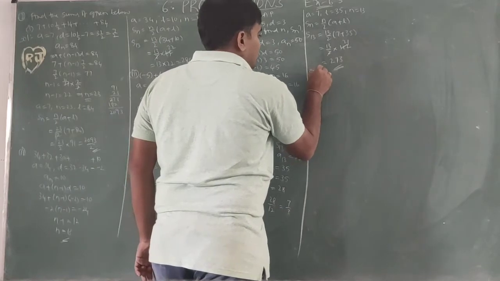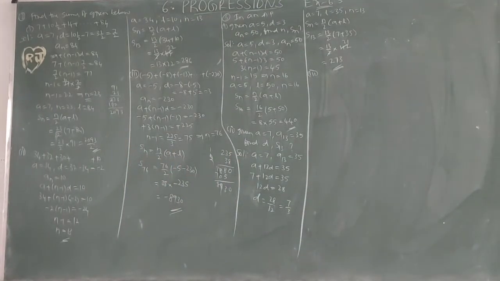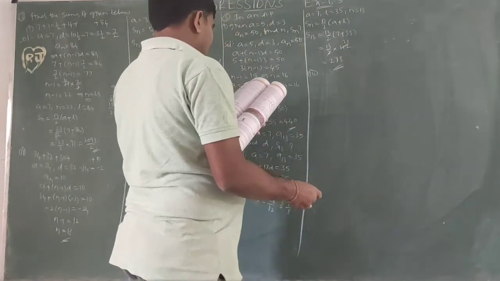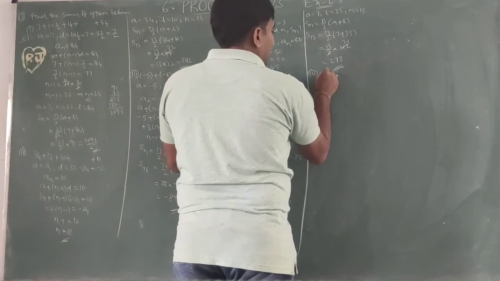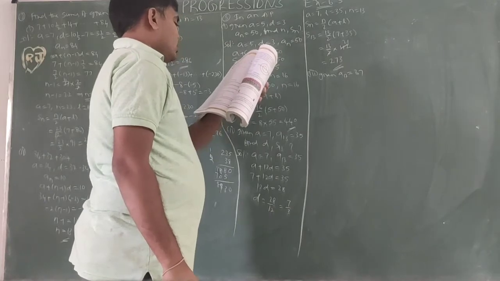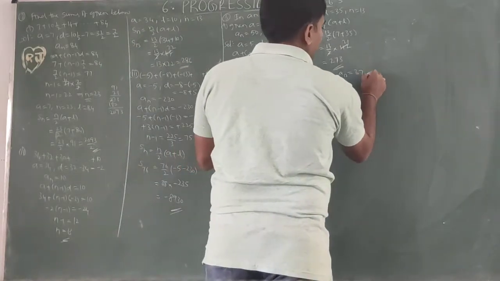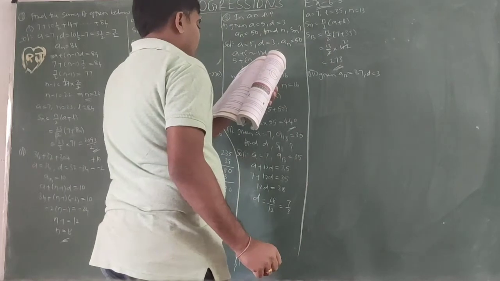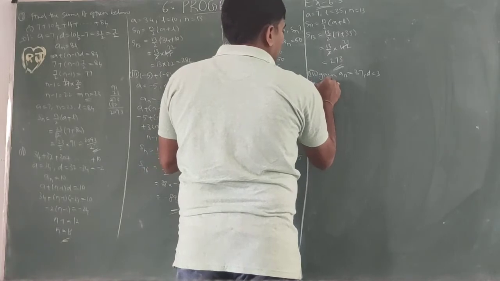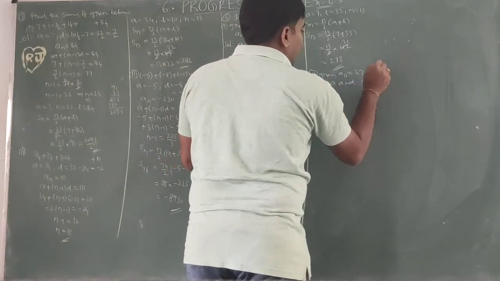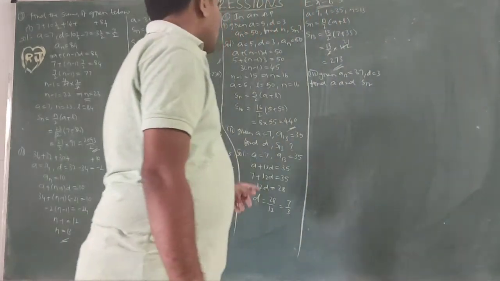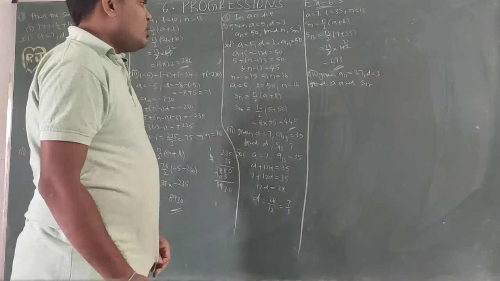Next, third question. Third question is, given A12 equal to 37, D equal to 3. Find A and S12. We need to find out A and S12. So this is similar to the previous one. This question and that question are the same. Okay, solution.